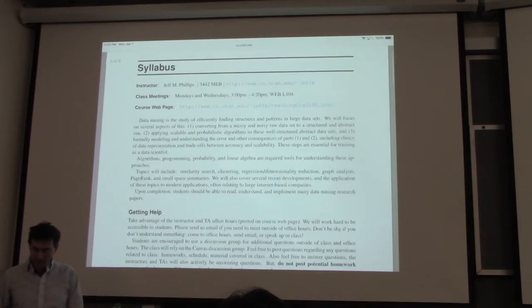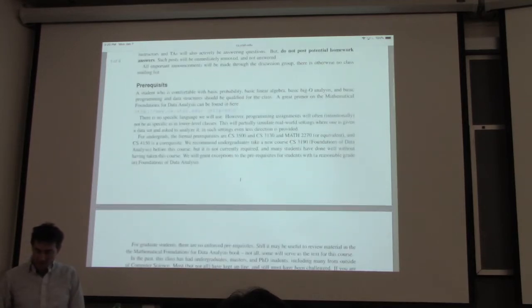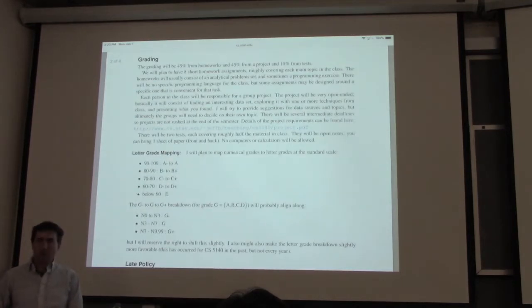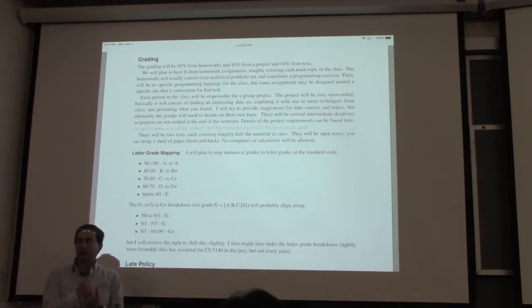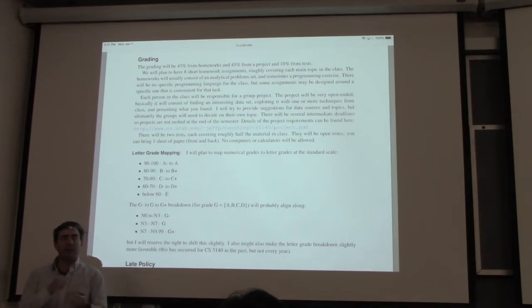The course webpage reviews the prerequisites and the basic policy on grading in the course. 45% will be on the homework assignments, 45% will be on the project, and 10% will be the 2 tests. So each test will be 5%.